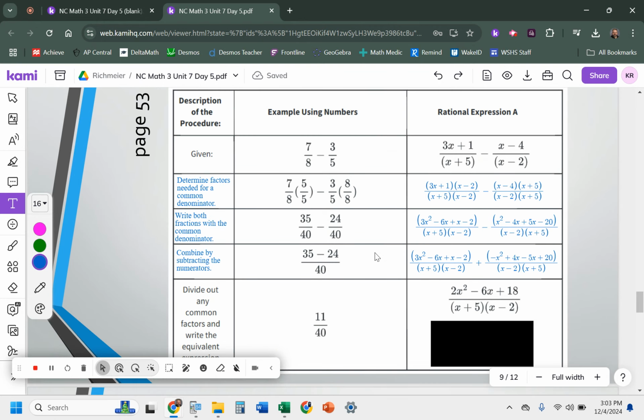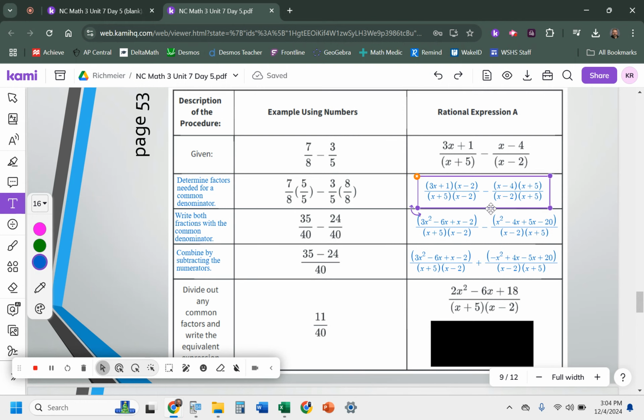They gave you a model here using rational numbers. You could use that again, very similar to what we've done with the other three forms of arithmetic. What I had to do here was find my common denominator, which would be x plus 5 times x minus 2, which I've done there. I have to multiply both the numerator and the denominator by it because I want to multiply by something that is equivalent to 1. That way I'm not changing the value of the term.